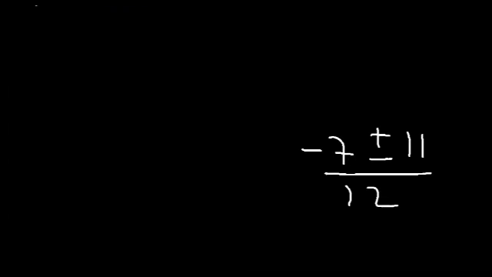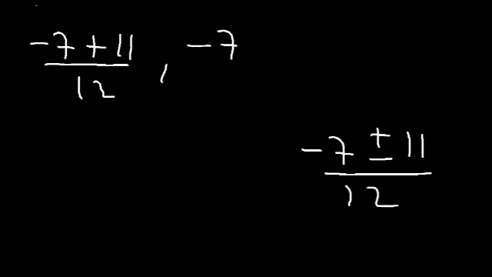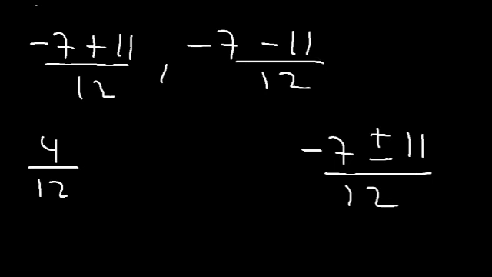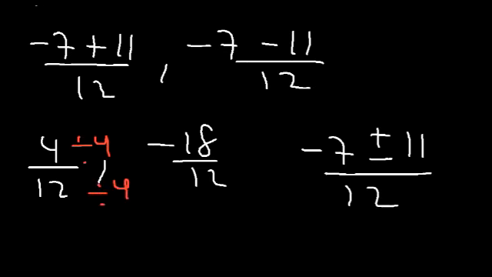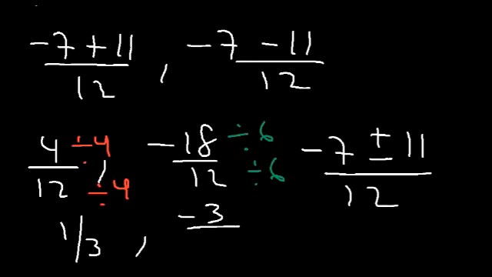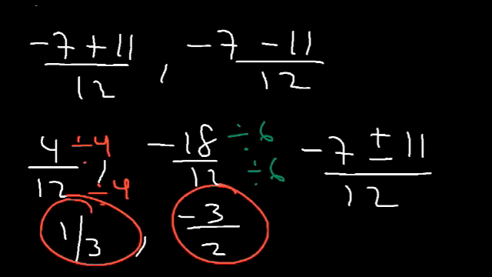So we can separate it into two fractions: negative 7 plus 11 over 12 and negative 7 minus 11 over 12. Negative 7 plus 11 is 4. Negative 7 minus 11 is negative 18. Now 4 over 12, we can divide both numbers by 4. And so we can reduce it to 1 over 3. Now for the next one, we could divide both numbers by 6. 18 divided by 6 is 3. 12 divided by 6 is 2. So we get the answers that we had in the last example. So it's negative 3 over 2 and 1/3.